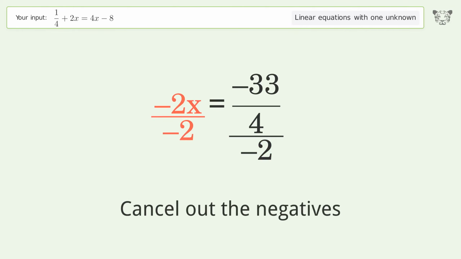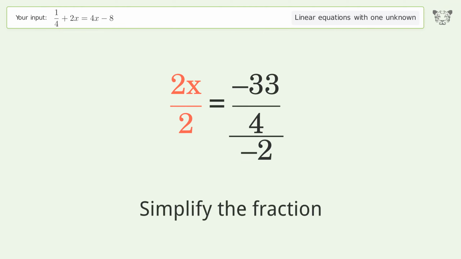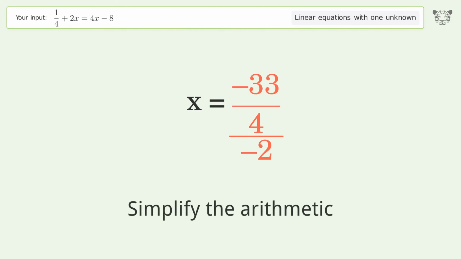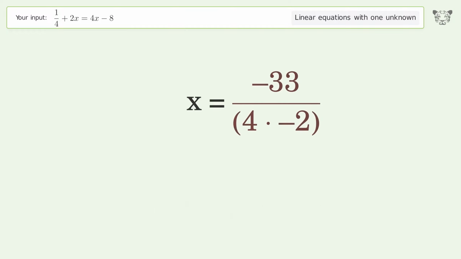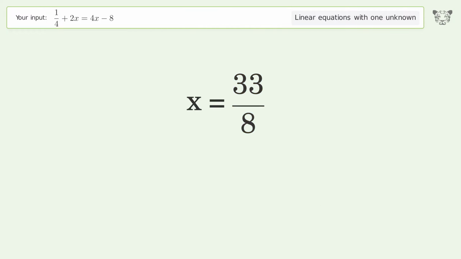Cancel out the negatives. Simplify the fraction. Simplify the arithmetic. And so the final result is x equals 33/8.